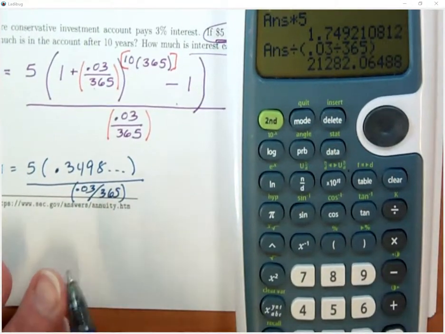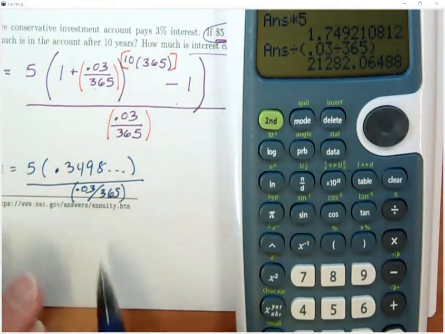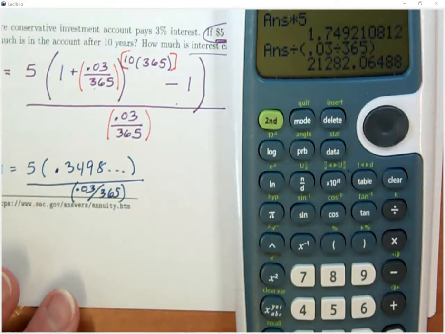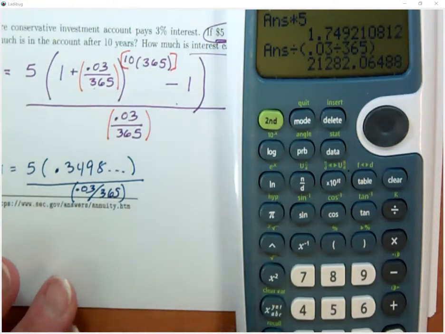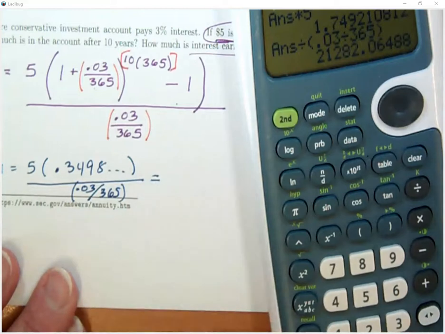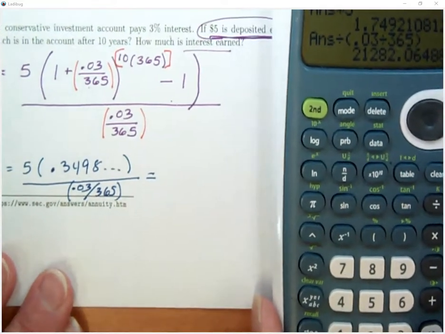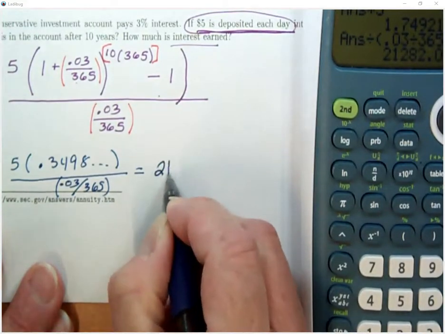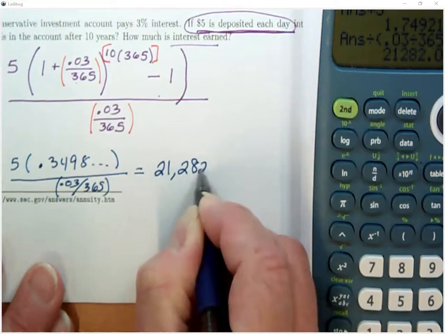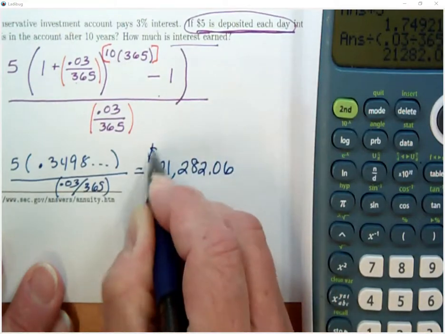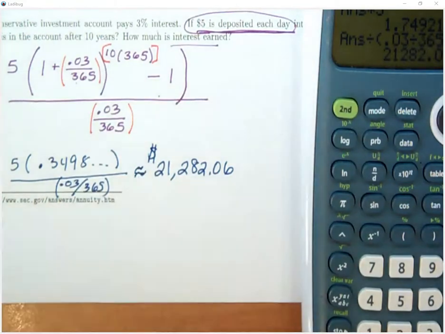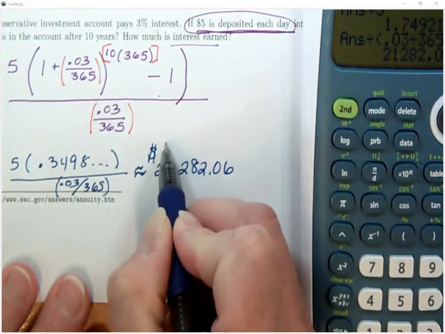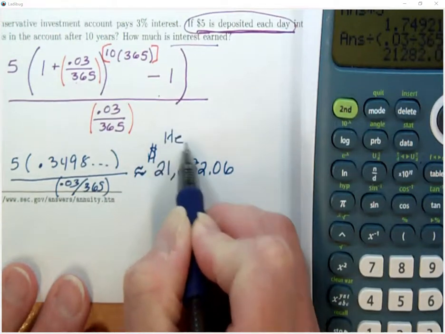It would divide by 0.03 instead of 0.03 divided by 365. So now we get 21282. So I'm going to go ahead and just write that out. I'm going to round to the nearest cent. So we have $21,282.06. Okay, so that's an approximation. So that's what he will have once he saves that up.